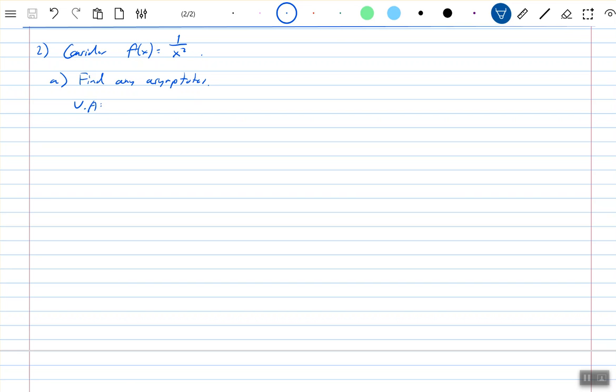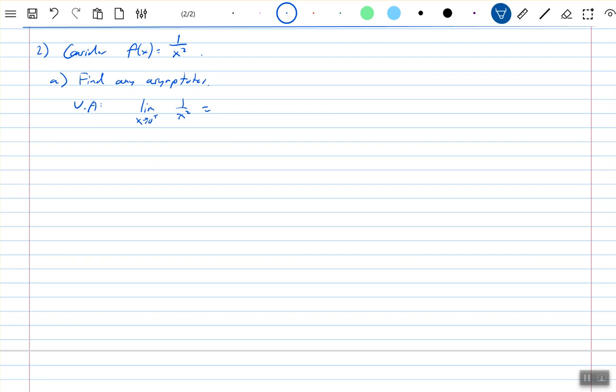If we look at our function 1 over x squared, at x is equal to 0, we have a division by 0, hence 0 is not in its domain. So that's probably a good place to check for a vertical asymptote. So take the limit as x approaches 0 from the right of 1 over x squared. Well, what's that equal to?